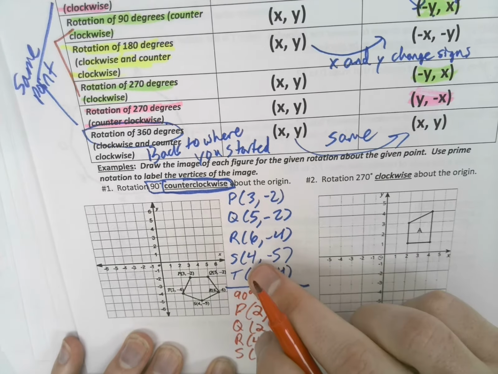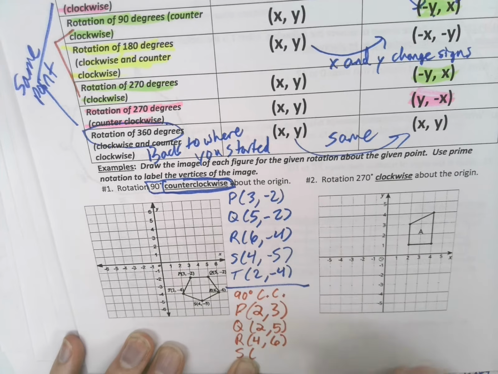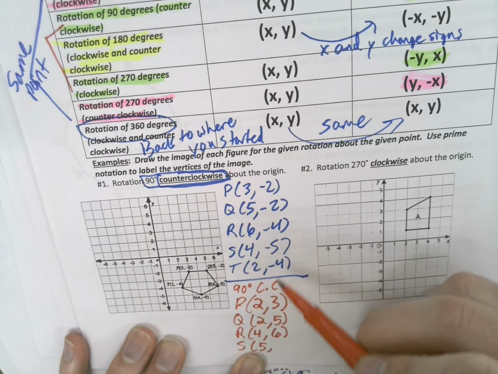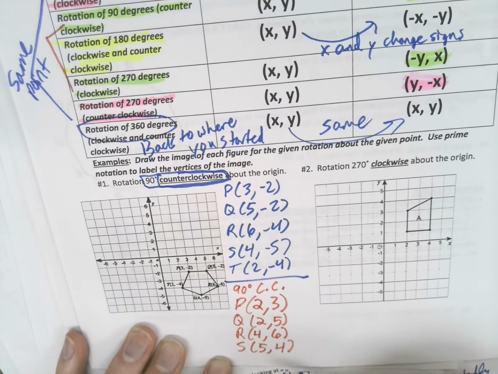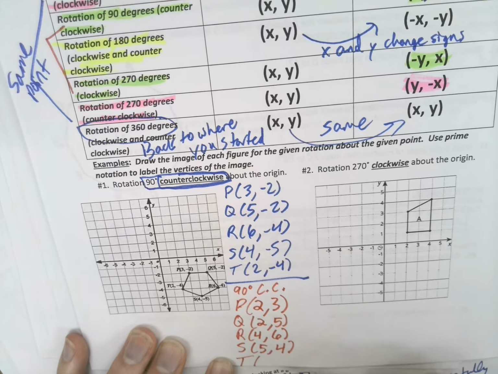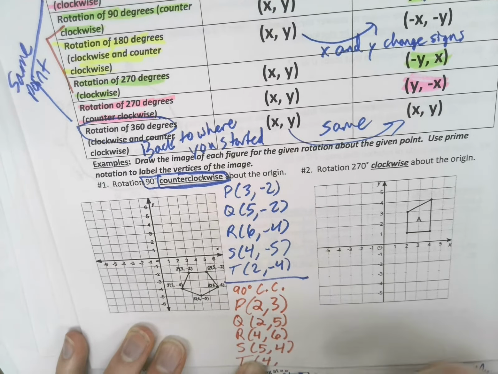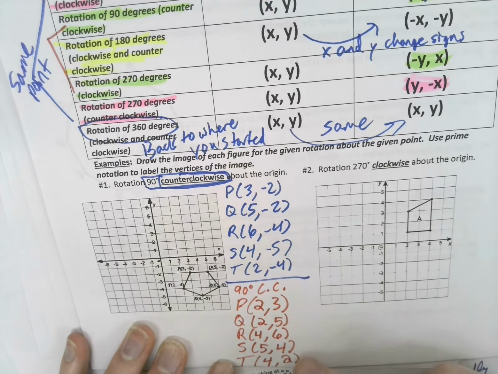S, X is going to be whatever the opposite of Y was. Y was -5, so our X is going to be +5. And then our Y is going to be whatever X was, which is 4. And then finally T, X is going to be the opposite of whatever Y was, so 4. And then our Y is going to be whatever X was, which is 2.